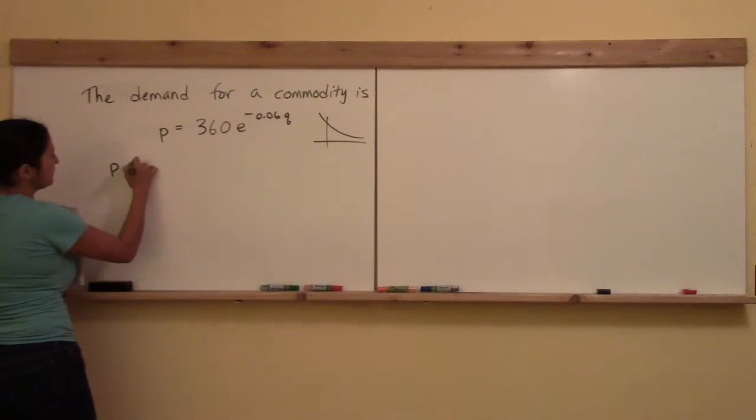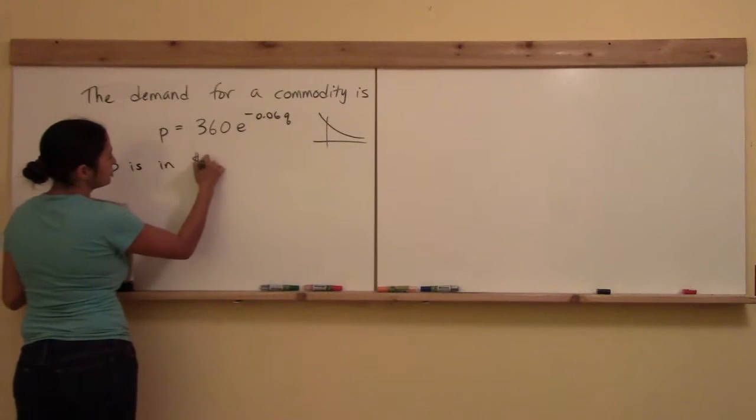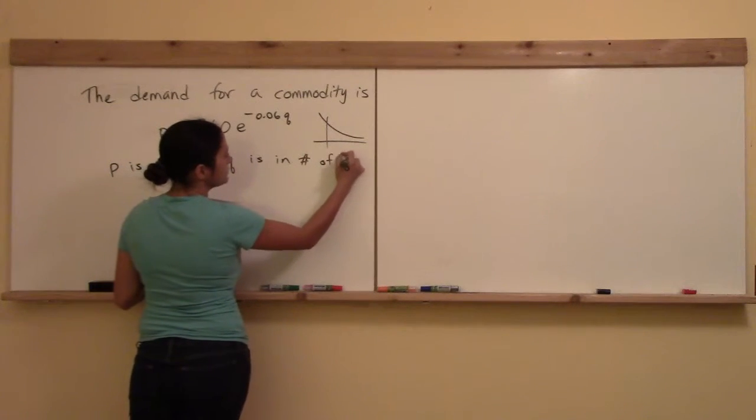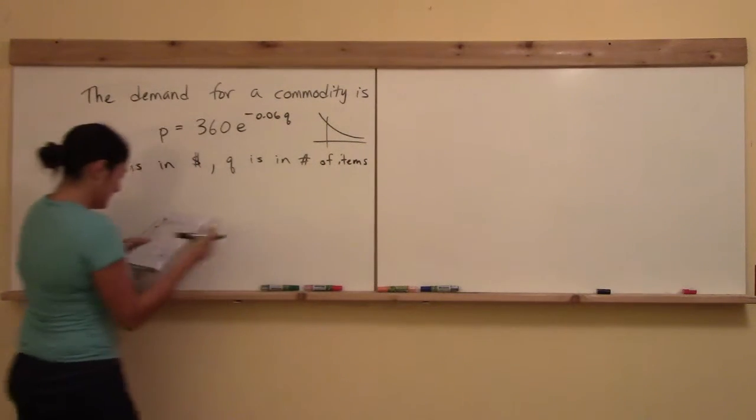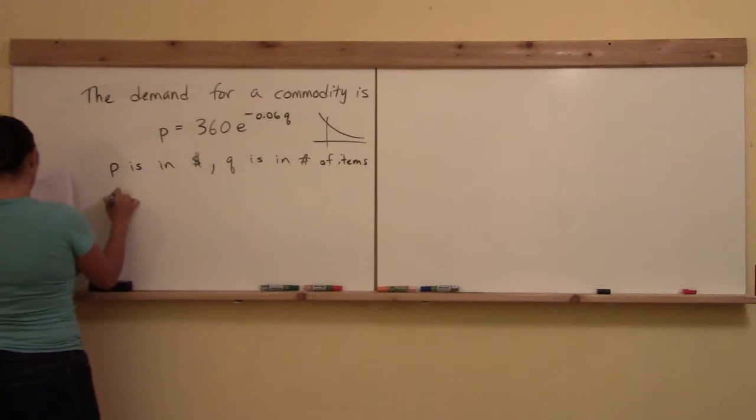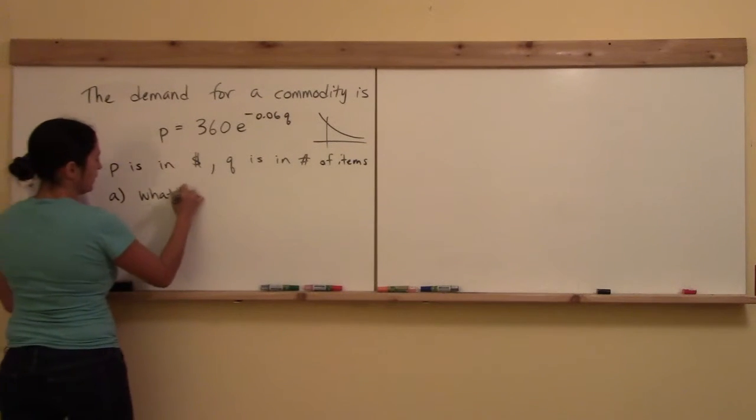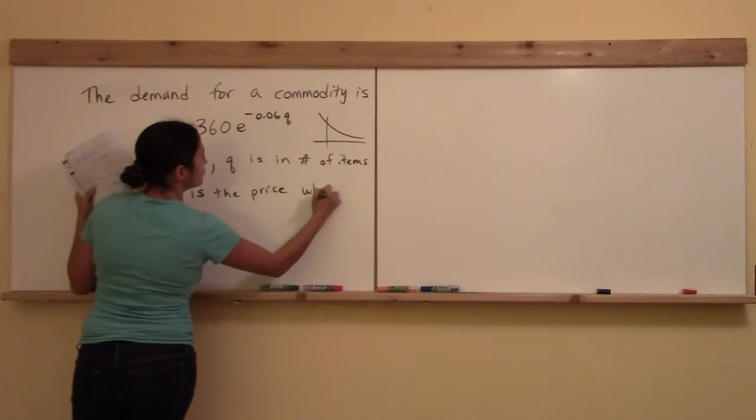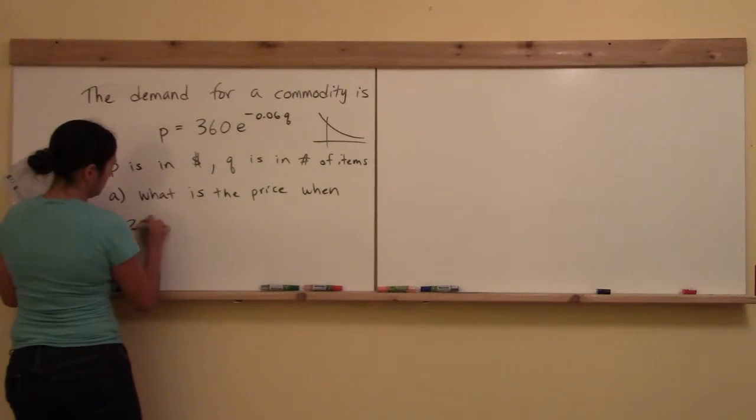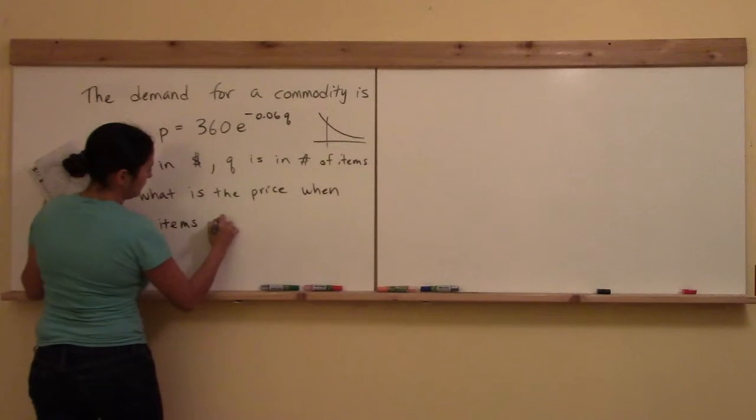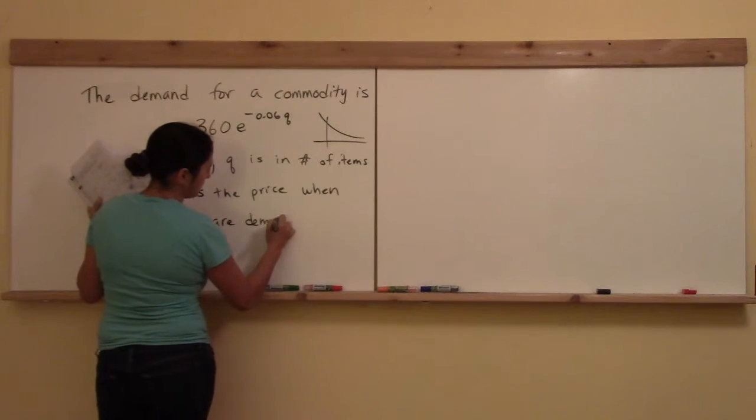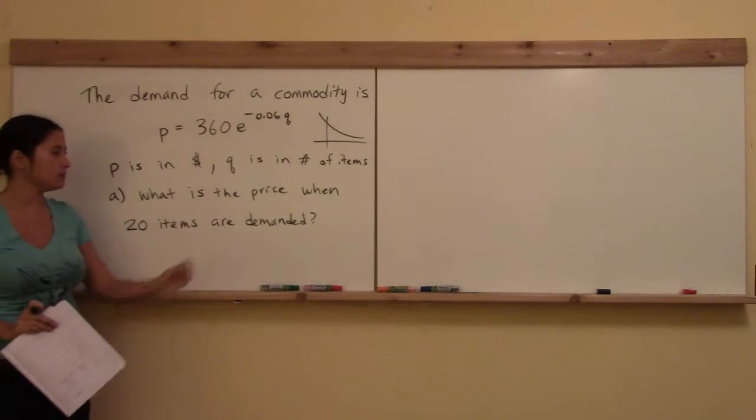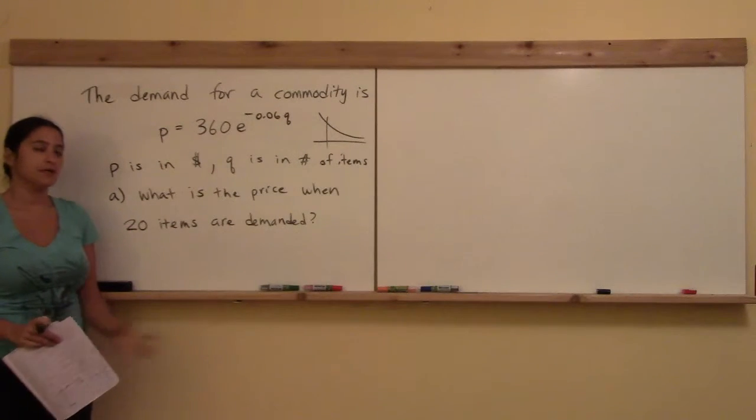Here, let's say that P is in dollars and Q is in number of items. Okay. Here's my first question. What is the price when 20 items are demanded? 20 items are demanded. Okay, I'll say no more. Try to answer this first question on your own. Pause the video. Okay, let's see what you got.